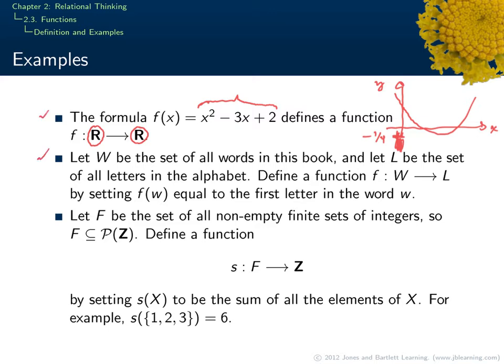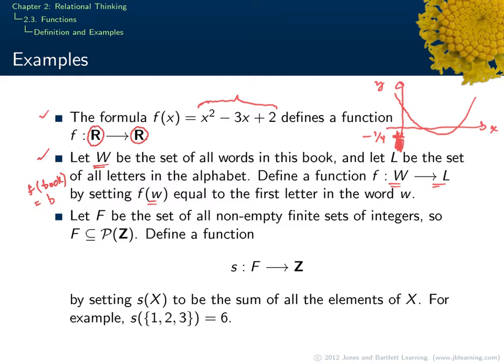Second example doesn't really involve numbers at all. It involves words. So we're going to let W be the set of words in the book, and L is just our ordinary alphabet. We can define a function from W to L that takes any word as an input and as an output gives the first letter in that word. So for instance, if you wanted to take f of the word book, book is the input, and then B would be the output because that's the first letter in book.